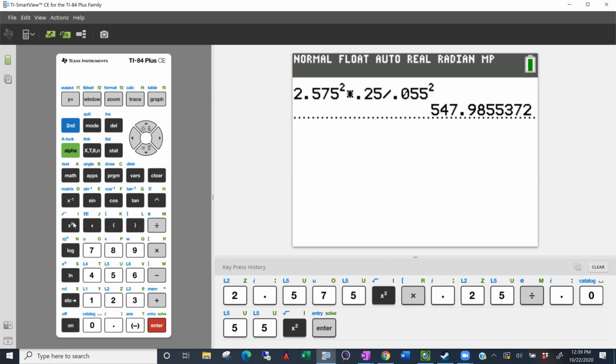Now the thing about these calculations is that you always round up. No matter if this is 0.98 or 0.09, you always round it up, always to the next highest integer. Round up. So about 548 would be your sample size requirement.